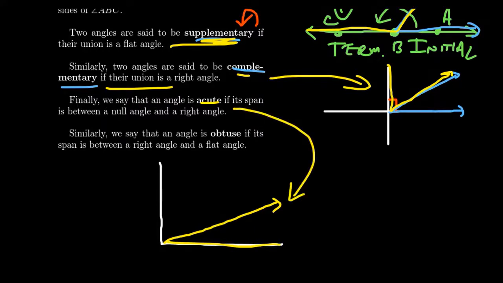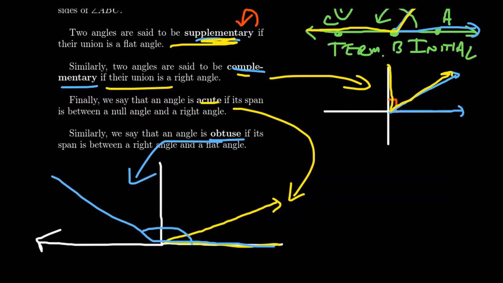On the other hand, an obtuse angle is an angle that's going to be bigger than a right angle, but it's not a flat angle. So if we finish off and form a flat angle right here, an obtuse angle would be something like this, like so. This angle in consideration would be an example of an obtuse angle. So that's some vocabulary that's important to introduce in this conversation about angles.